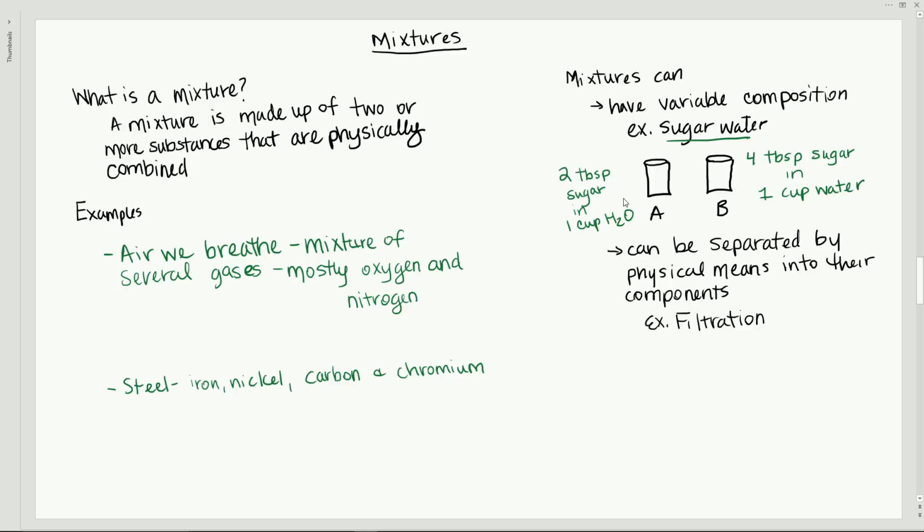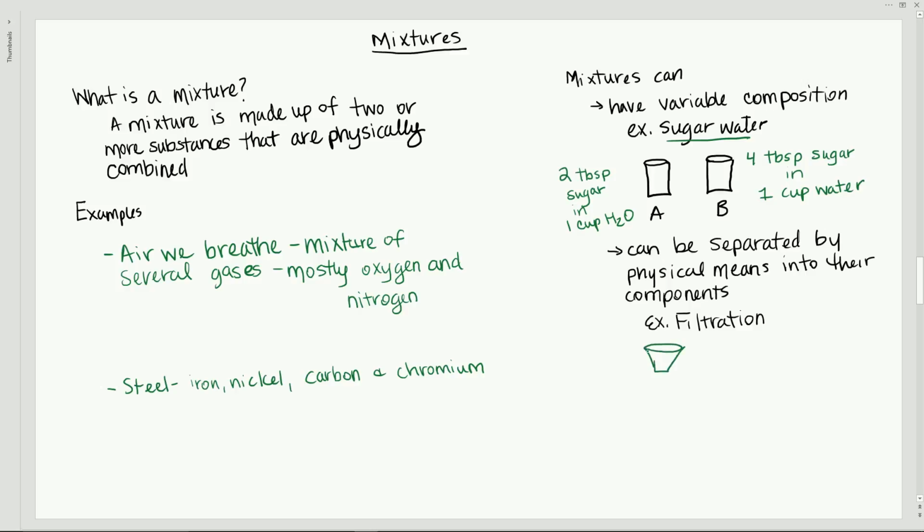And mixtures also can be separated by physical means into their components. So compounds can be separated into elements, but they can only be broken down by chemical processes. Mixtures can be separated by physical means. So one example is filtration. So filtration means that you could separate a solid.